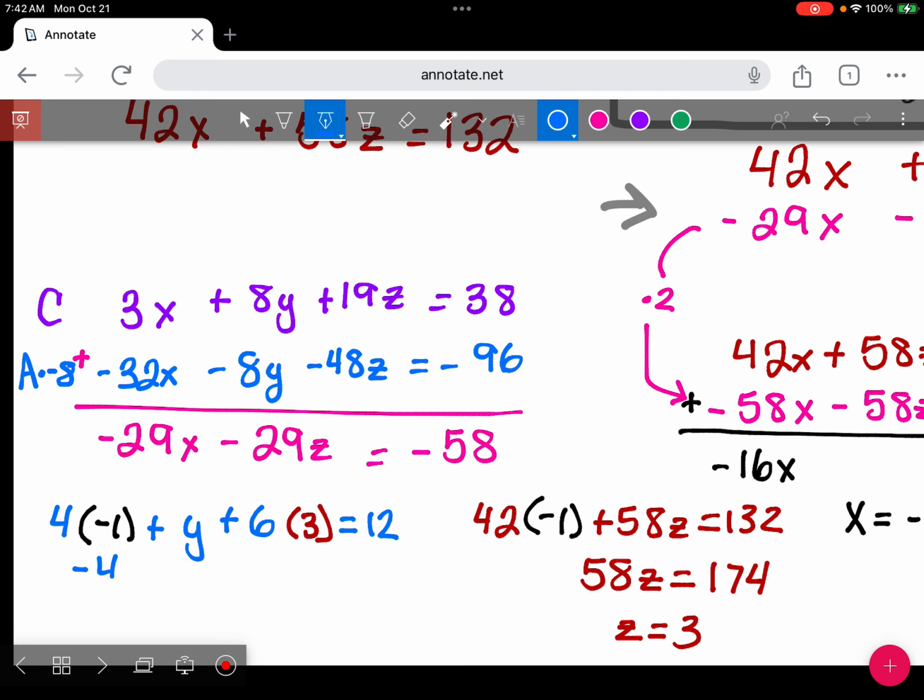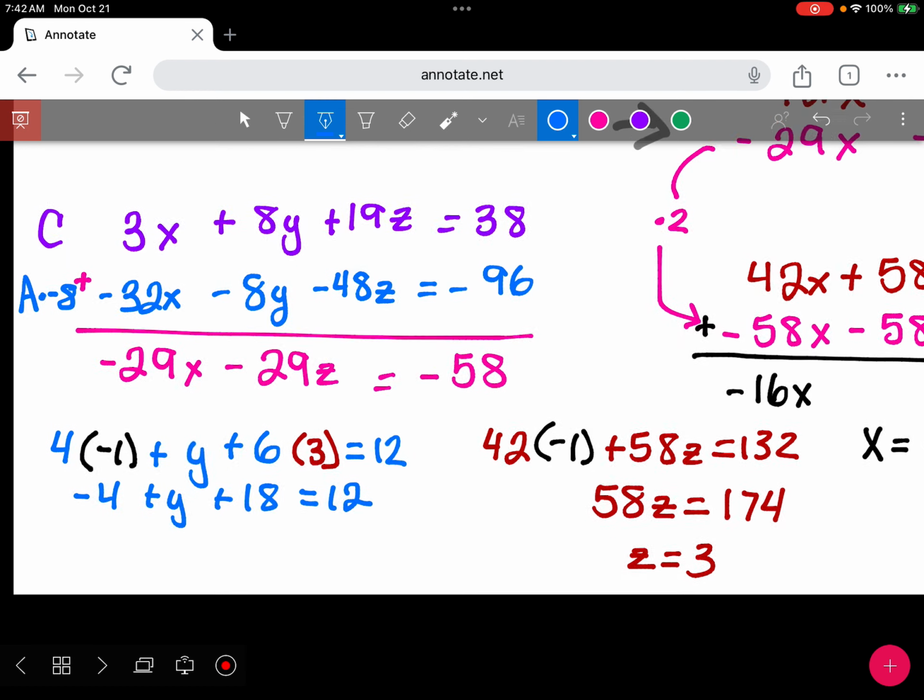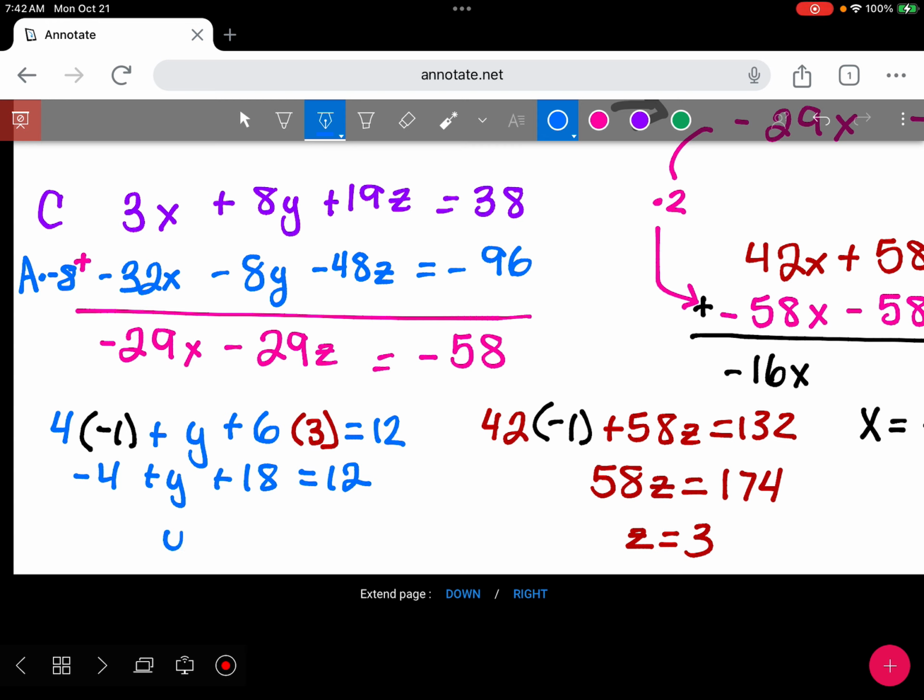So we have negative 4 plus y plus 18 equals 12. So get to my y. What does y equal? Negative 2. Yes. Yay. Sorry, I was just confirming before I said yes. 18 plus 4.